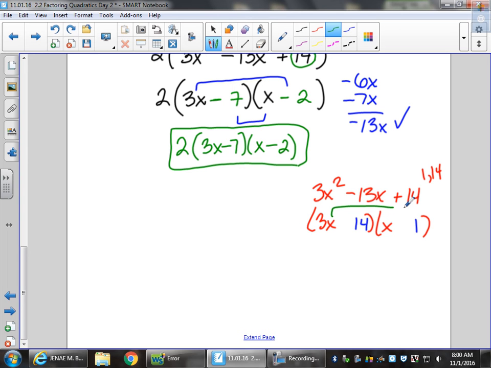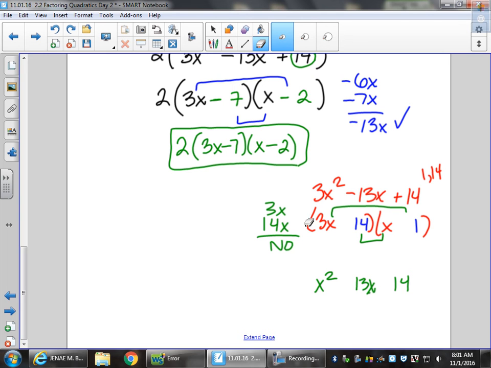What would the outer get me? And what's the inner get me? Can I get to a 13? No. So what you're thinking of is if A was 1. If I had x squared and then a 14 over here and a 13 in the middle, then it would just strictly be factors of 14 that add to 13 or negative 13. So then you're on the right track. But when A is not 1, everything changes. Good question.